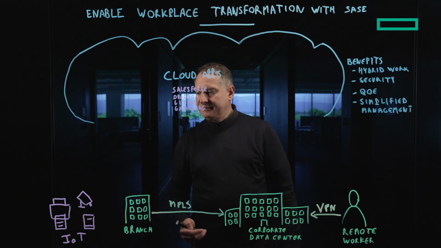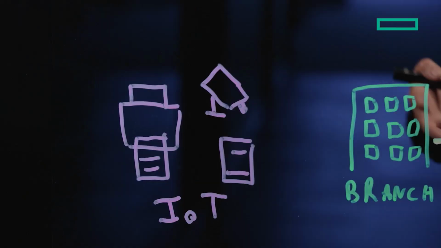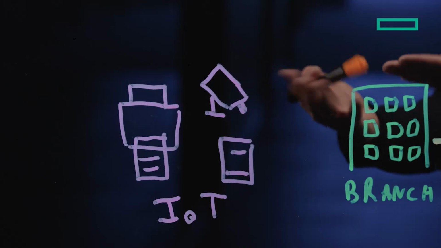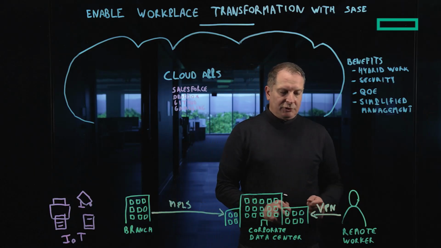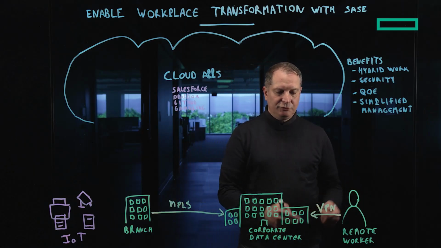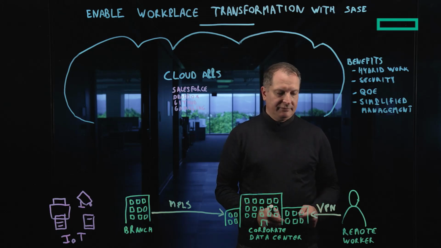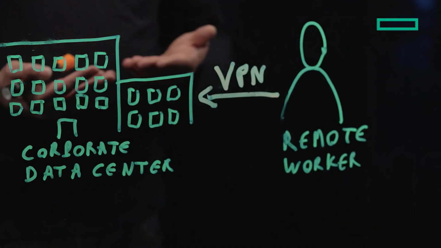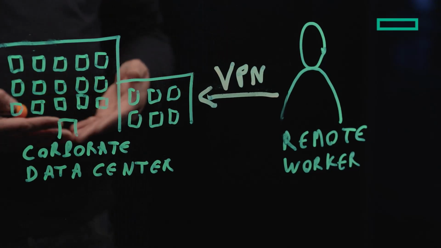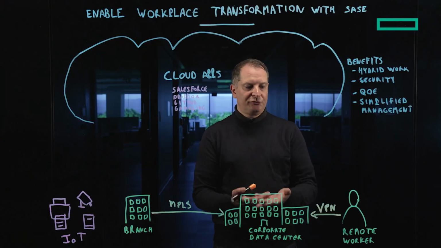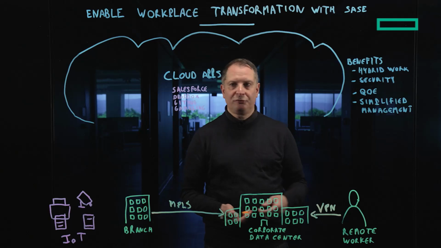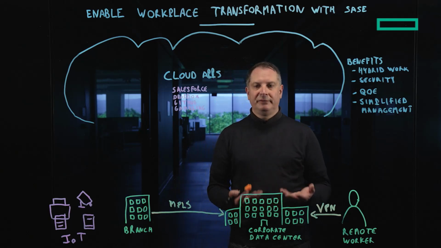The fact is IoT devices at that time were not that many, and they were clearly not managed. A remote worker connected to the data center through VPN. The problem with VPN is that once a user is connected, it gave access to all resources in the organization, which of course was a clear security risk.